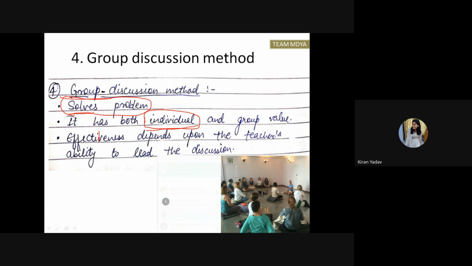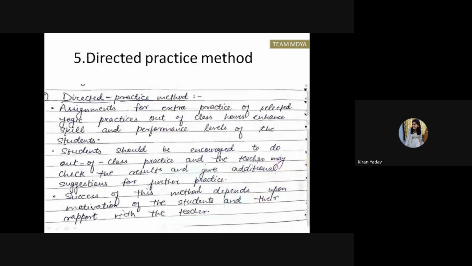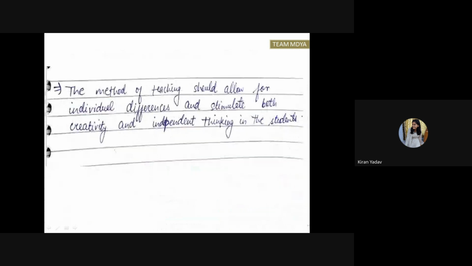Effectiveness depends upon the teacher's ability to lead the discussion. If the students are not experienced in group discussion, then it is the duty of the teacher to be the leader there and guide them and lead them. This is enough for today. Tomorrow we will finish this chapter.